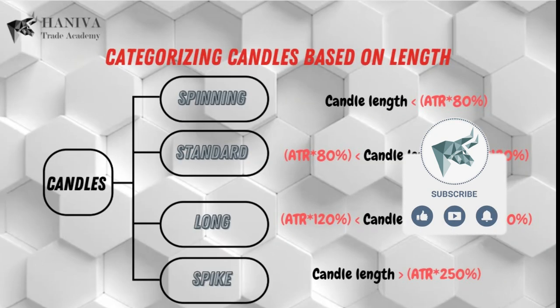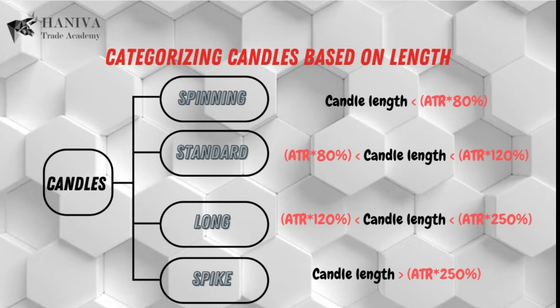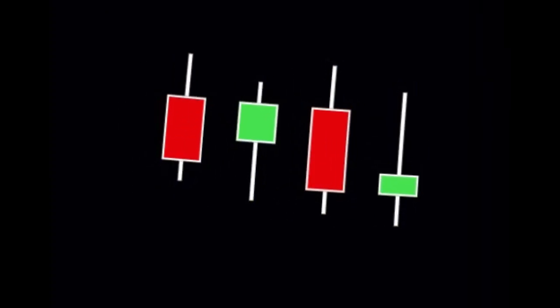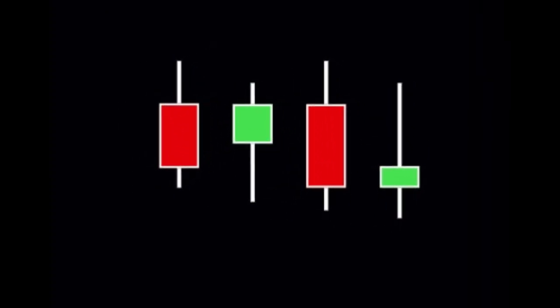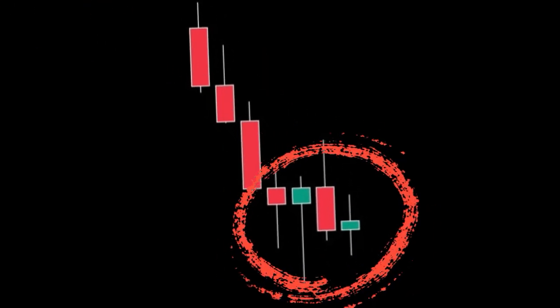It's better if all candles are either spinning or standard. A standard candle is one whose length is between 80% to 120% of the ATR, and a spinning candle is one whose length is less than 80% of the ATR. The in-place candles mean that none of these candles can close higher than the highs or lows of the candles before them. In this case, after the 4th candle, we have a standard base like the figure.